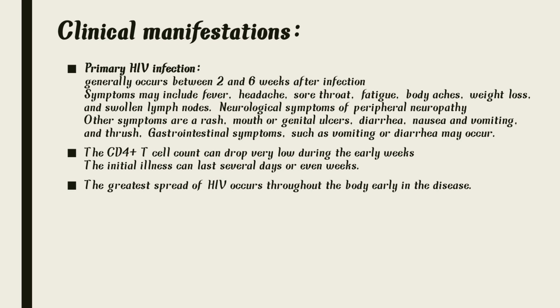Other symptoms are rash, mouth and genital ulcers, diarrhea, nausea and vomiting, and thrush. Gastrointestinal symptoms such as vomiting and diarrhea may occur. The CD4 plus T cell count may drop very low during the early weeks. The initial illness can last several days or even weeks. The greatest spread of HIV occurs throughout the body early in the disease.